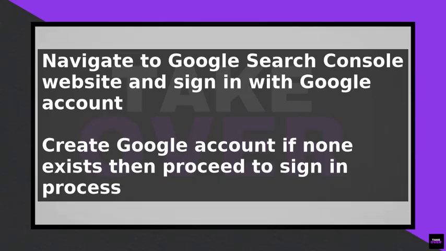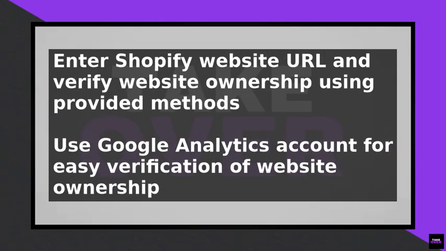Once you are signed in, click on the Add a Property button and enter your Shopify website URL. You will then be asked to verify your website ownership. To do this, you can use one of the several methods provided by Google, such as uploading an HTML file to your website, adding a meta tag to your website's homepage, or using your Google Analytics account.